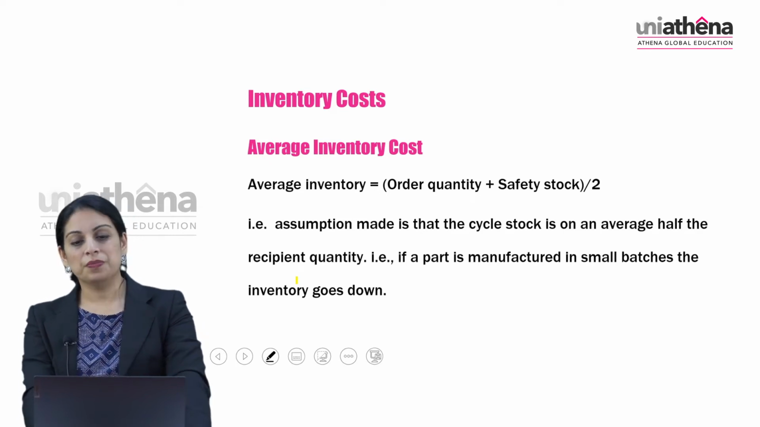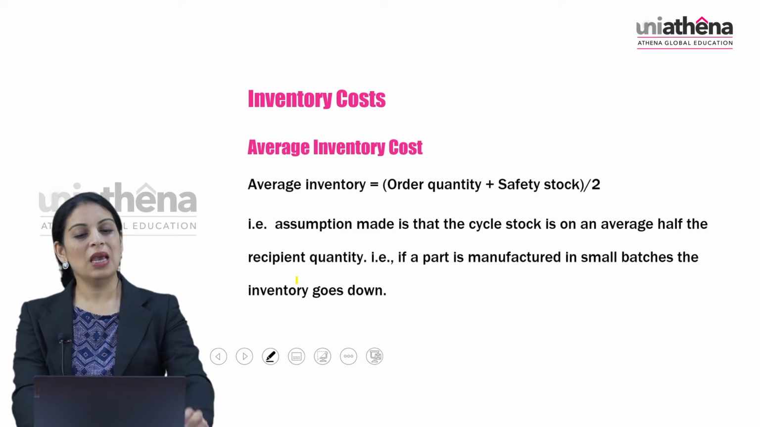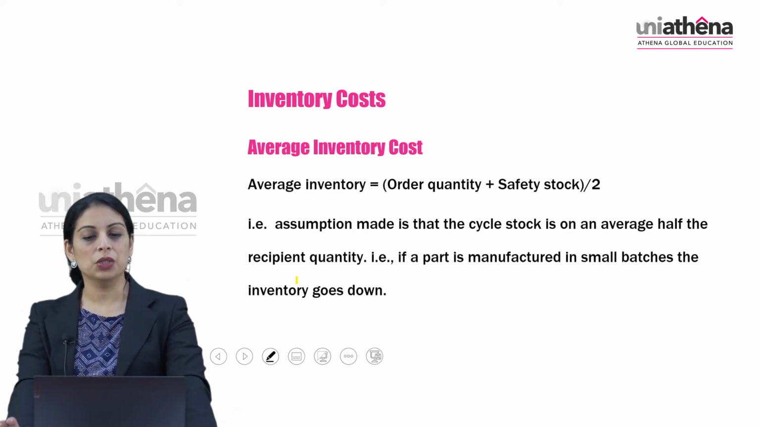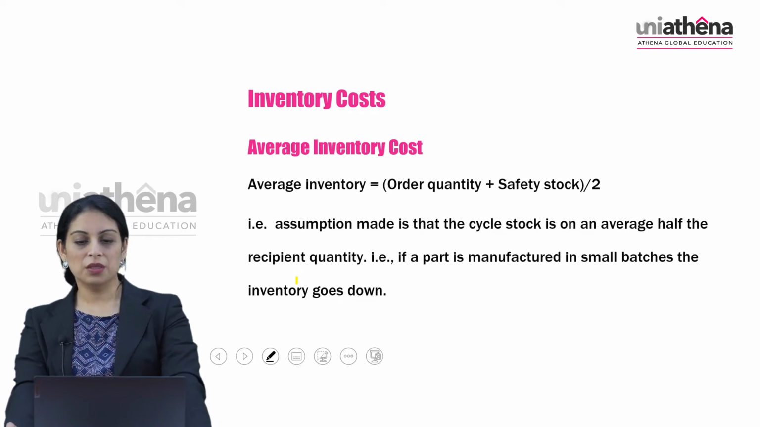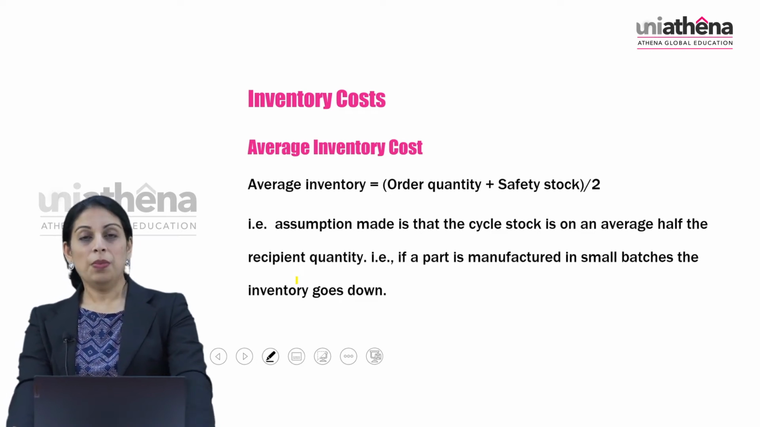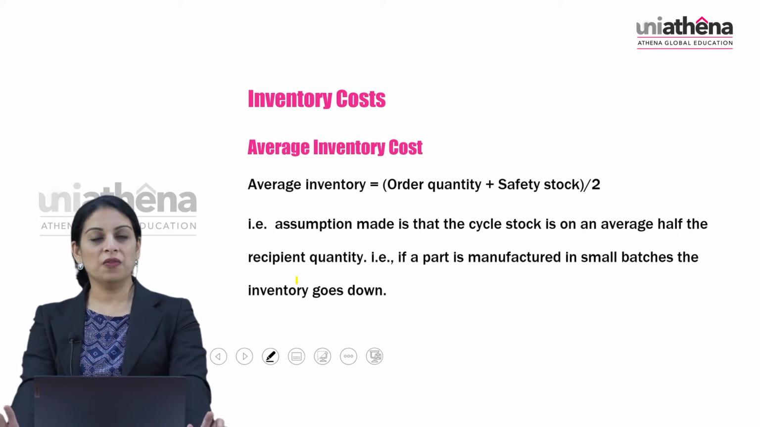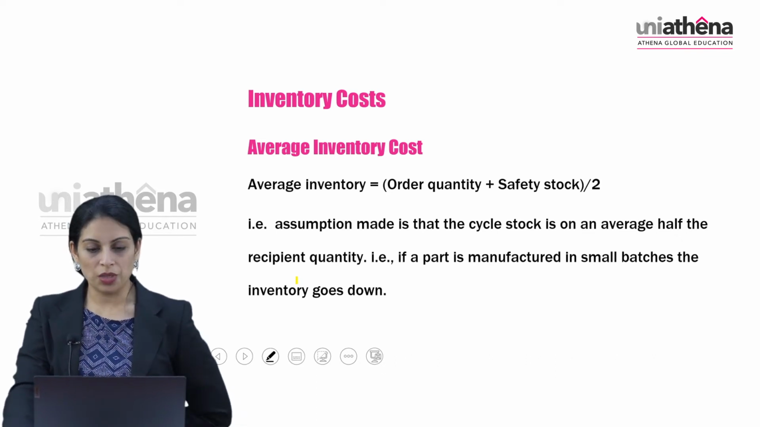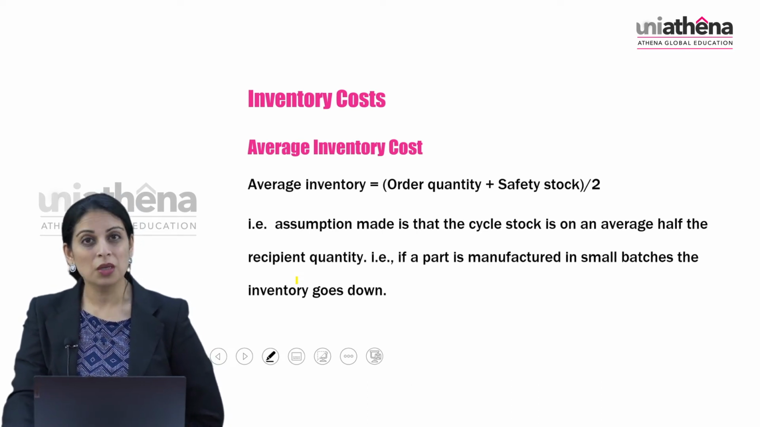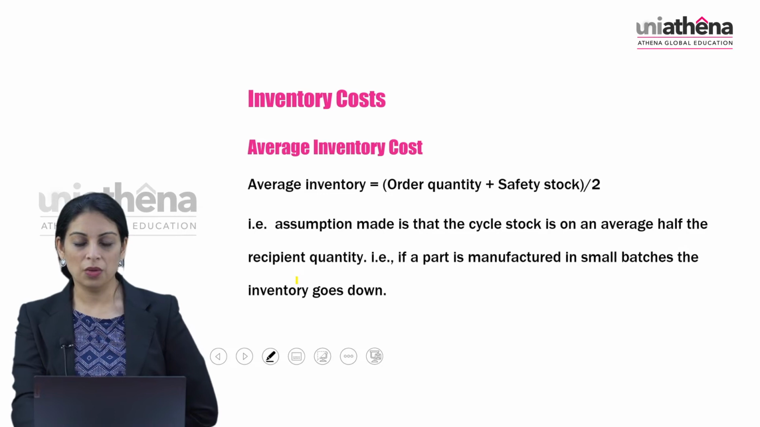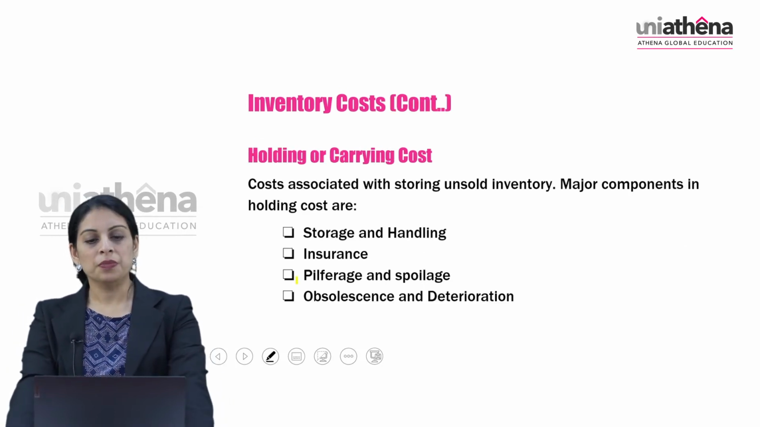Inventory costs. When you're talking of inventory costs, the average inventory is equal to the quantity plus the safety stock divided by 2, based on the assumption that the cycle stock is on average half the quantity received. If a part is manufactured in small batches, the inventory goes down. Obviously, quite understandable.